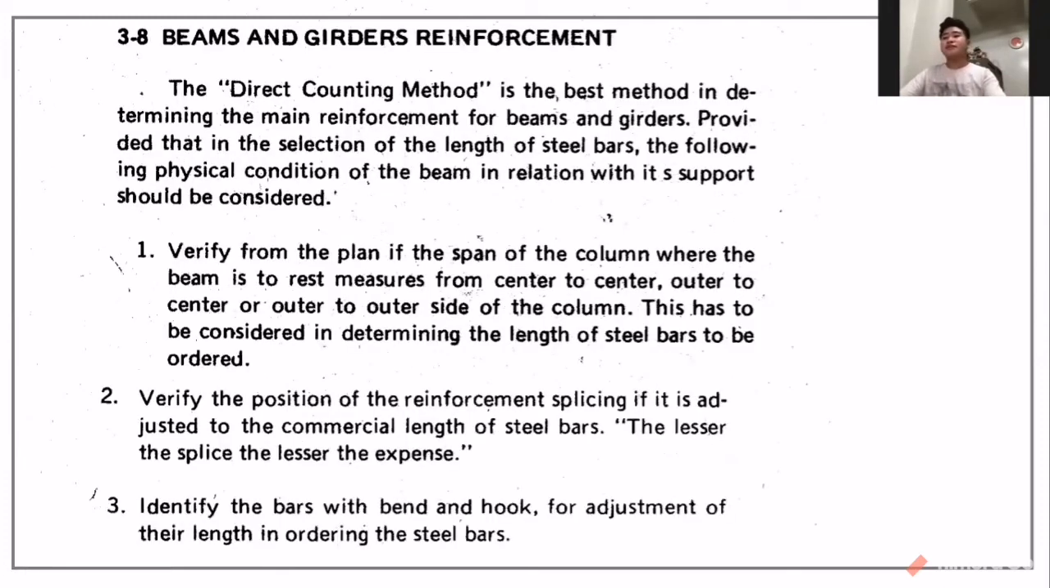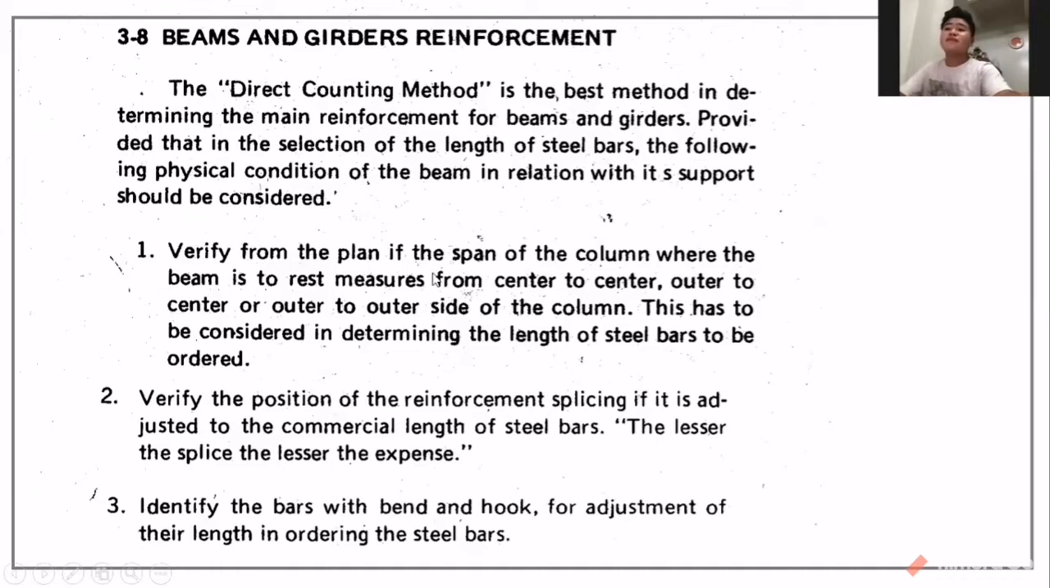Okay, beams and girders reinforcement. The direct counting method is the best method in determining the main reinforcement for beams and girders, provided that in the selection of the length of steel bars, the following physical conditions of the beam in relation with its support should be considered. So these are the following we need to consider.